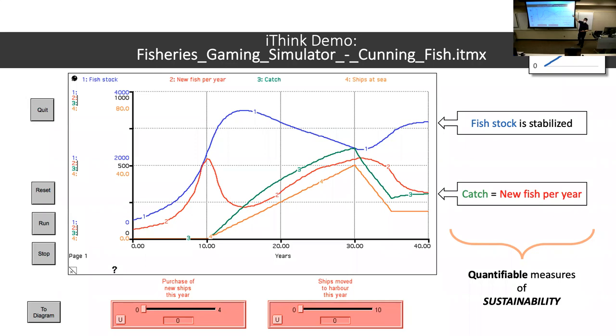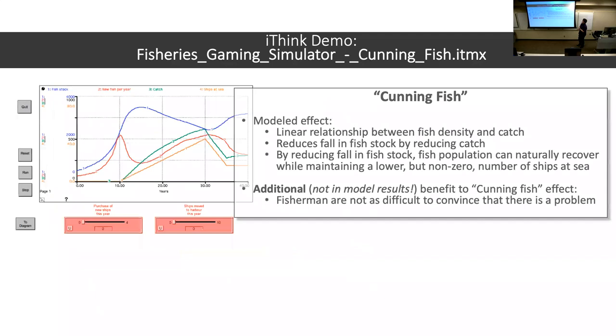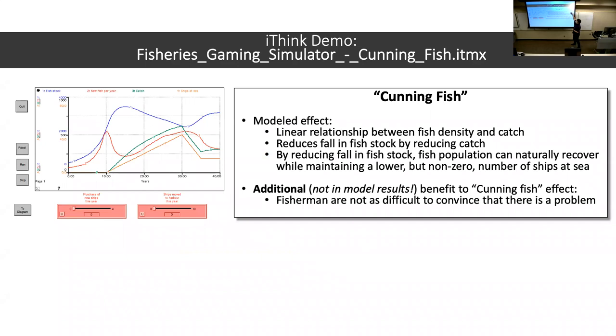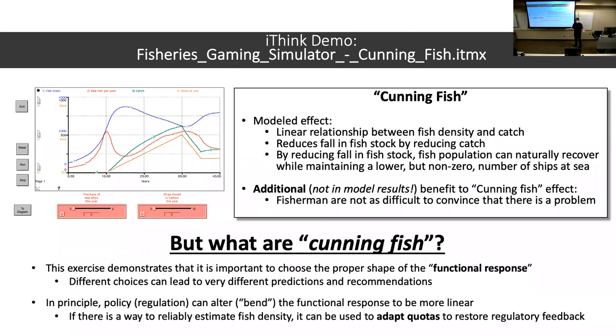So that's kind of what we're saying there. This is just summarizing that idea here. Cunning fish, that linear response restores sustainability to the system. How do we get cunning fish? Like I said, if you can't get smarter fish, you can say, can we implement the effect of smarter fish by creating quotas on those ships that smartly reduce the quota as the density decreases? The problem with that is how the hell do you measure density in a fishery? That's another issue, but that's at least an issue that we can start to tackle with technology.